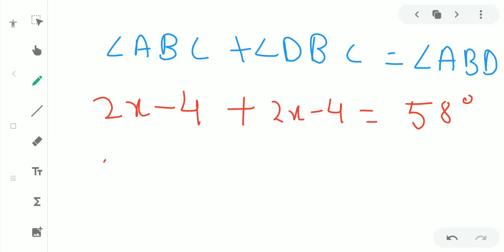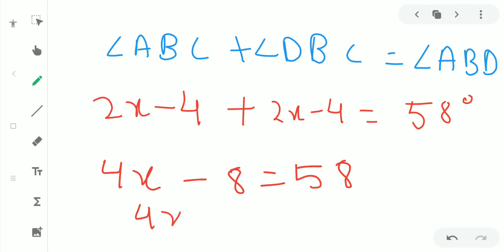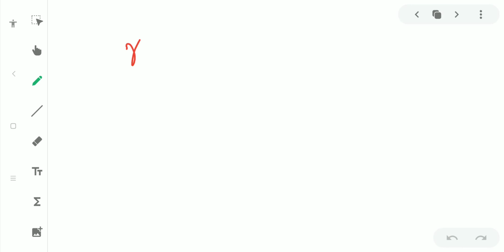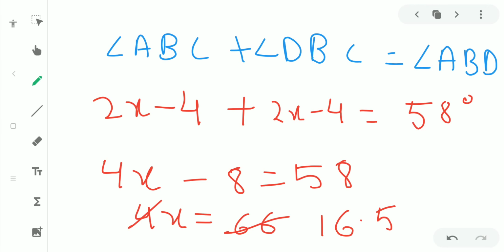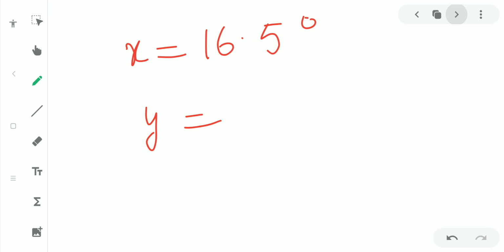Now let us solve it. 4x minus 8 is equal to 58 degree. 4x is equal to 66, on transposing 8 onto the RHS. 58 plus 8 is nothing but 66. So x is equal to 66 by 4, which is 16.5. We will have x is equal to 16.5 degree and y is equal to 48 degree.